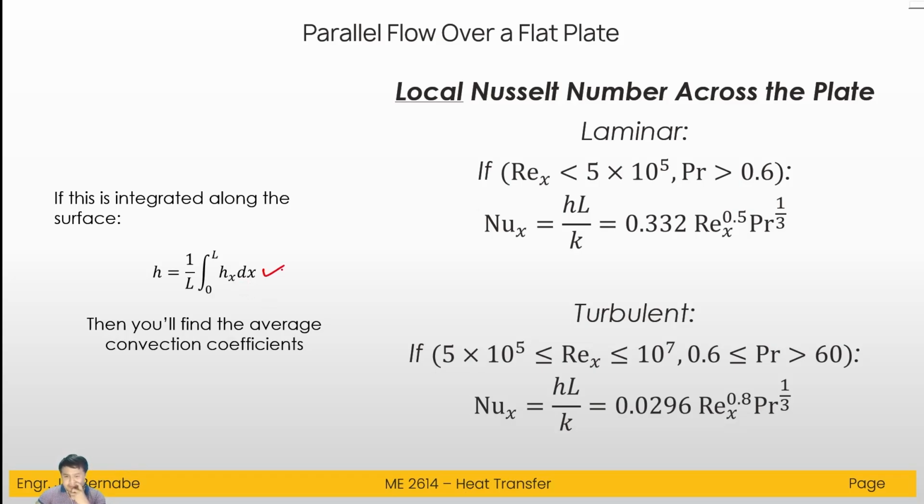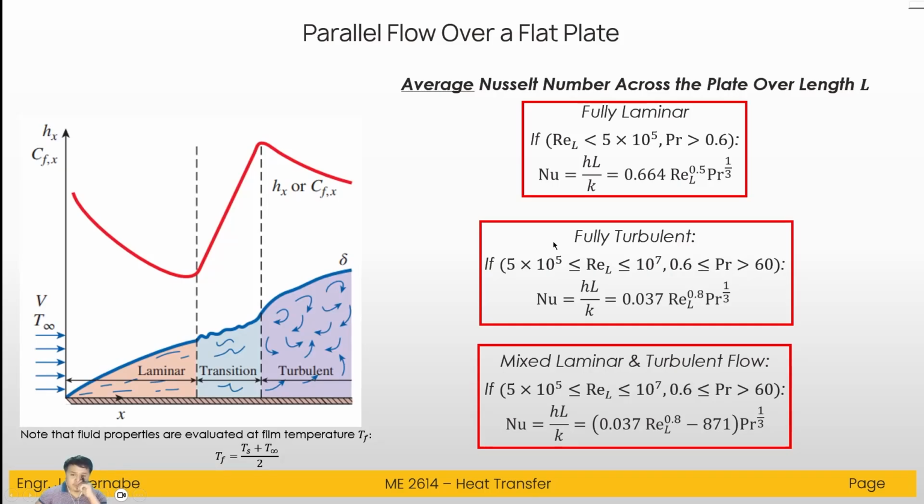If you simplify this Nusselt number in relation to x, then you will have a value here. So it will have this average Nusselt number for laminar and for turbulent flow. So depending on the scheme, you can find the Nusselt number for laminar. So the fully laminar is when the Reynolds number at full length is less than 500,000. This will be the relationship to find h. For fully turbulent, you have this relationship.